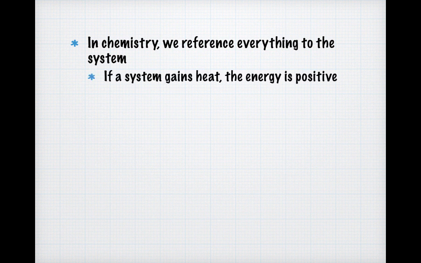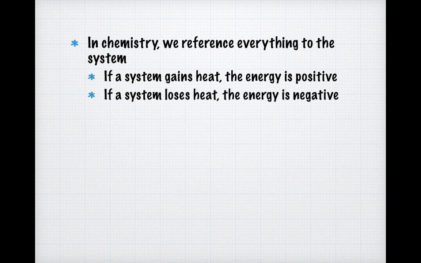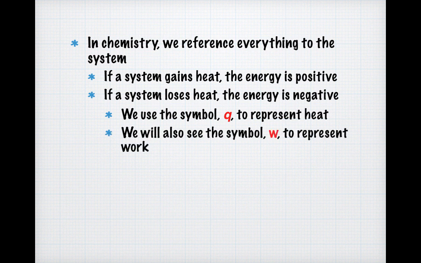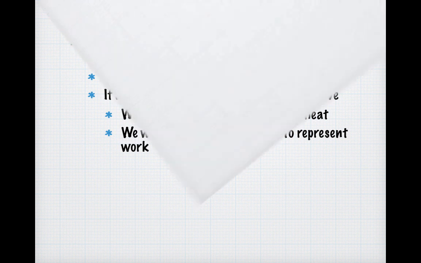So if the system gains heat, the energy is positive, so this is endothermic. And if a system is giving off heat or losing heat, then the energy is negative, and this is what we call exothermic. Heat is going out, the system is losing that heat, so energy is negative. Now we use the symbol Q to represent heat, and we use the symbol W to represent work. And we'll see these get used off and on as we go through the chapter.